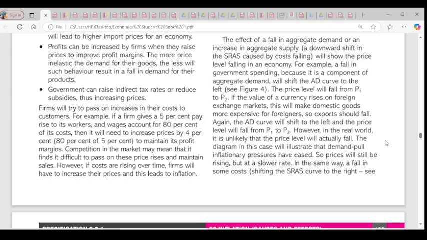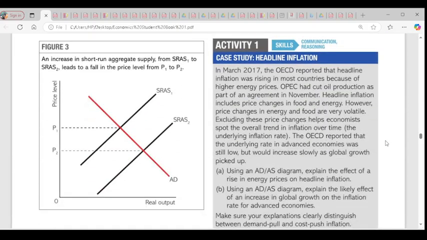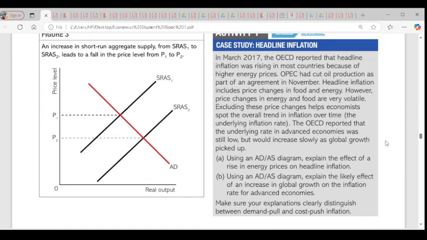So the graph representation of deflation is this. We have it here, figure 3. Here, a rise in aggregate supply, where aggregate demand is not responding, will bring about a fall in price. Deflation. That's the point there.